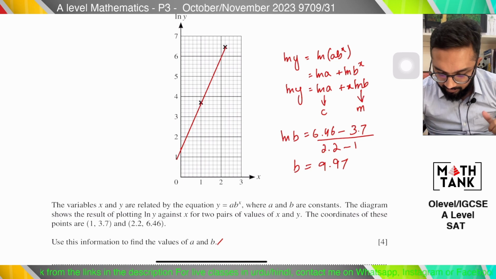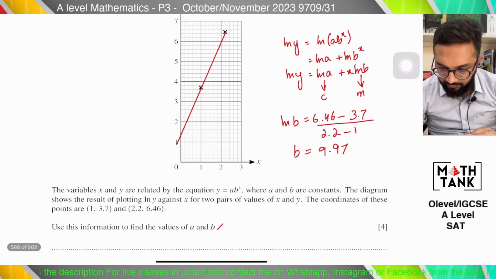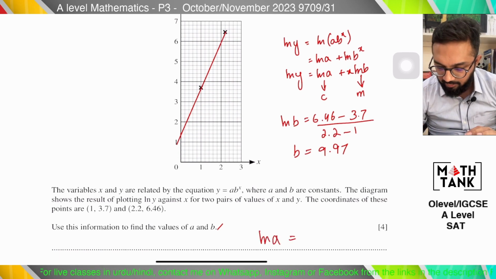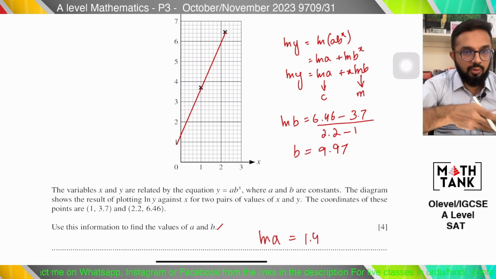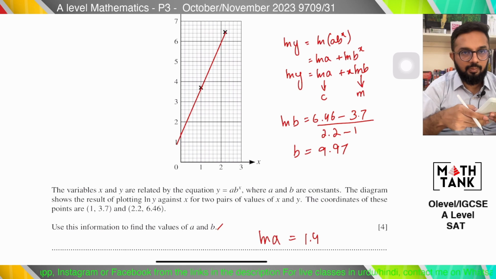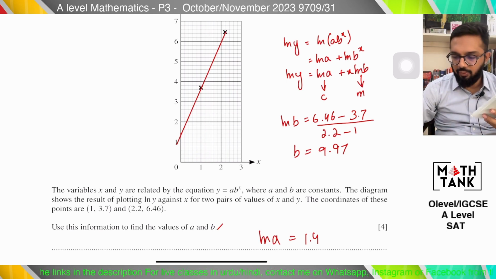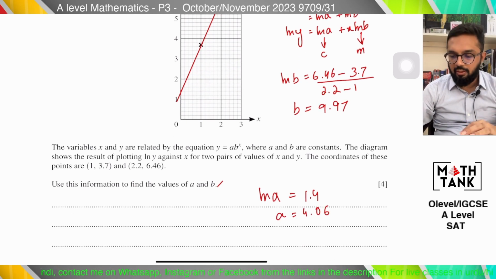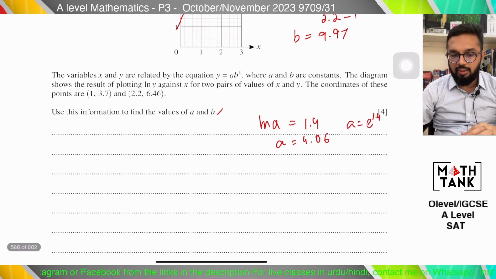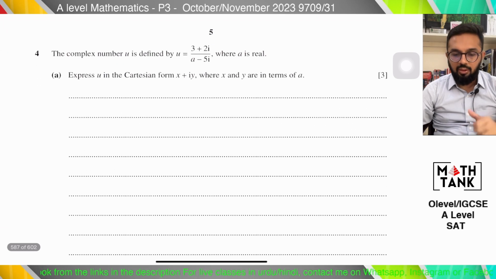So this is about 1.4. So ln a should equal 1.4, and then e power 1.4 should be 4.06. Okay, so a is 4.06. I've taken ln to the other side, it turns into an e power whatever the number is.